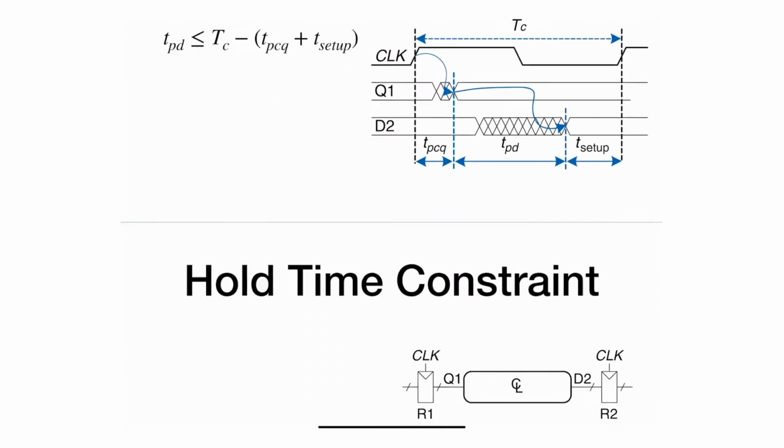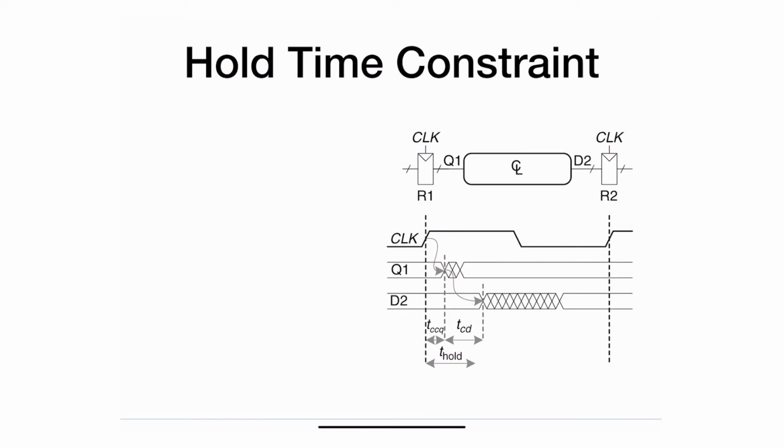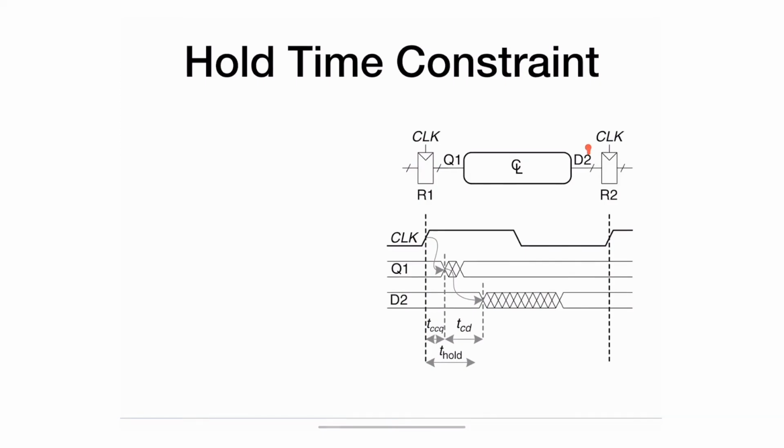All right, so now we move to the hold time constraint. In this figure, you're going to see that I'm only showing contamination delays, which are basically the shortest delay, the fastest response that you can get. In hold time, what we need to do is make sure that D2, which is right here, is not changing within the T hold. So it has to be held after the active edge, and you can see it's not changing in here. You can change it right after.